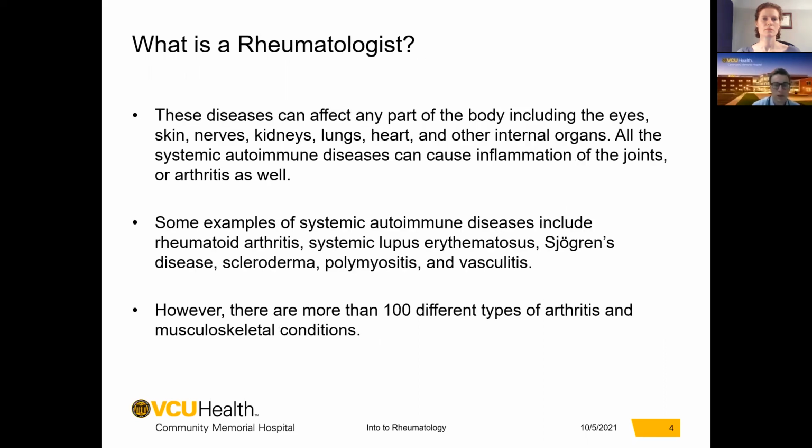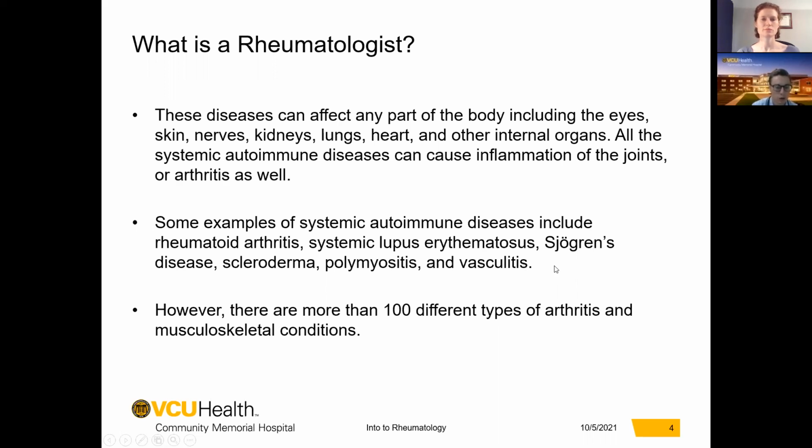These diseases can affect pretty much any part of the body, including the eyes, the skin, the nerves, kidneys, lungs, heart, and pretty much all of the other internal organs. All systemic autoimmune diseases can cause inflammation of the joints and arthritis as well. A couple of the more common examples are rheumatoid arthritis, systemic lupus erythematosus, Sjogren's disease, scleroderma, polymyositis, and vasculitis. And you can see from these names, all of these end in itis. That's basically the nomenclature, the naming system, for inflammation.